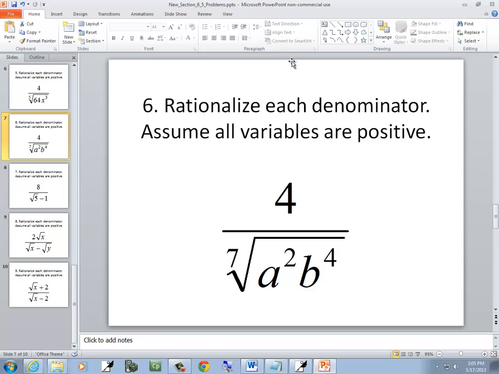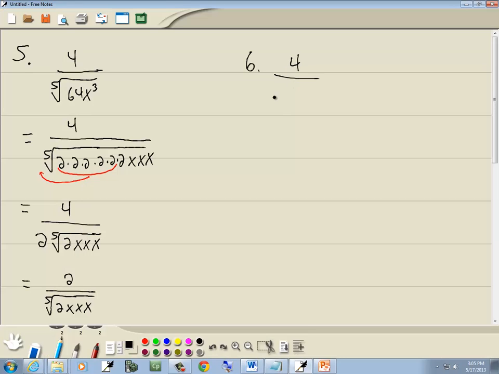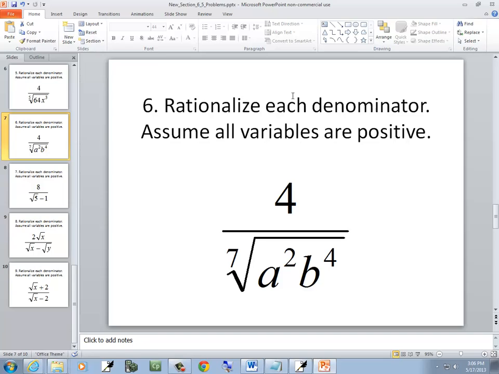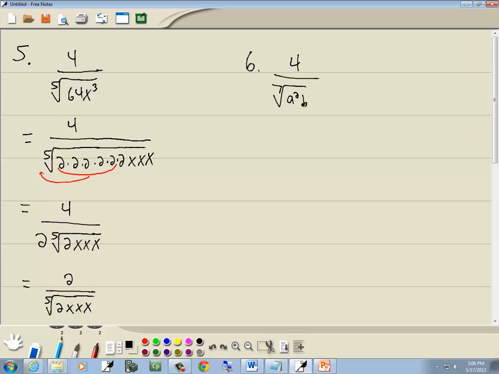Let's look at this next one. We got 4, and then the 7th root of a squared b to the 4th. Well, there's no simplifying to do up front here, so let's just see what we have. Index is 7. Means we need 7 of whatever. We got 2 a's. Well, we need 7 a's, so if I got 2 a's, I need 5 more.